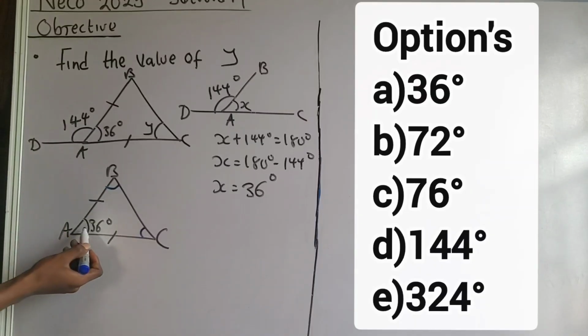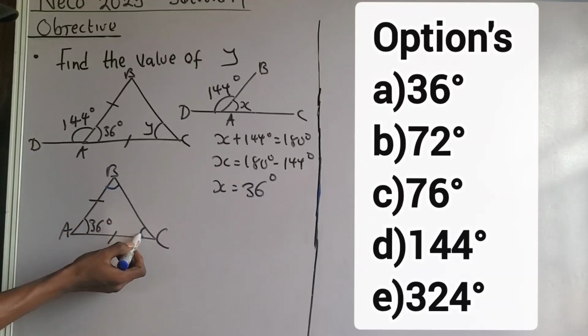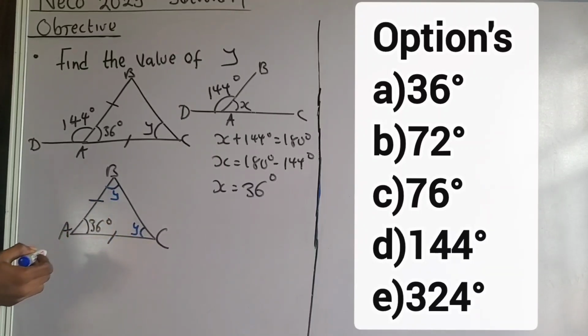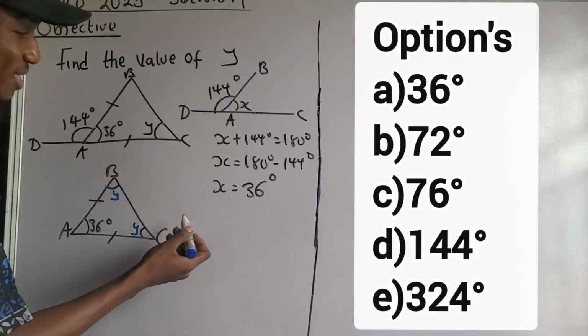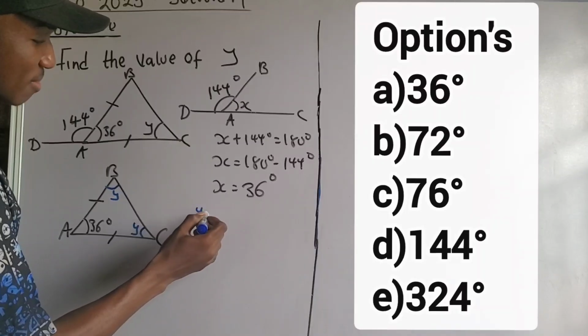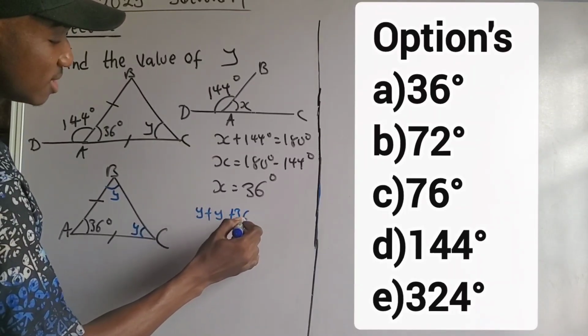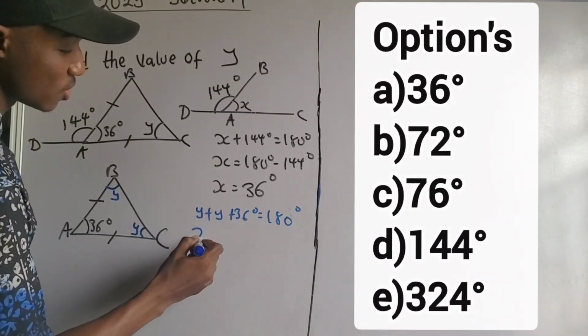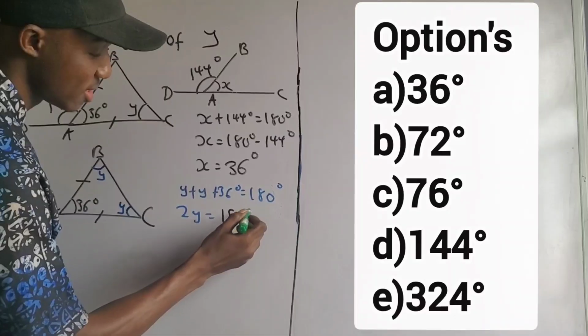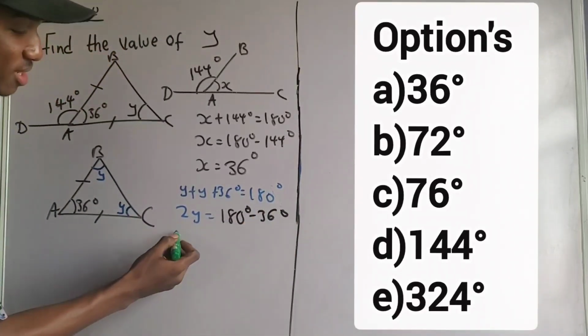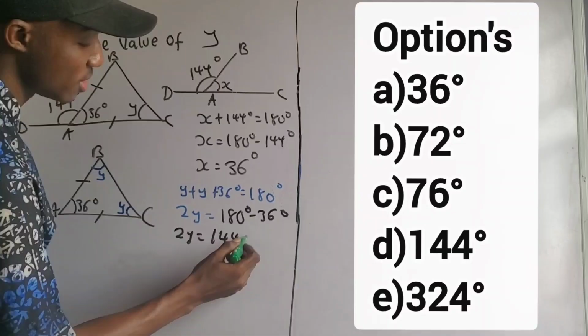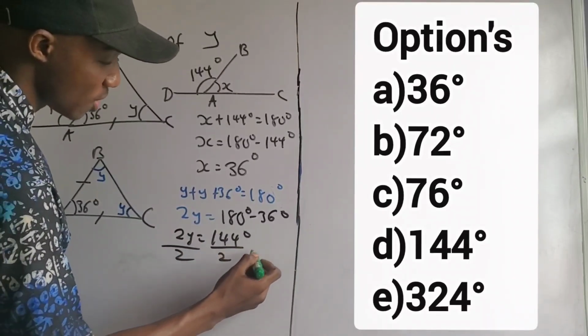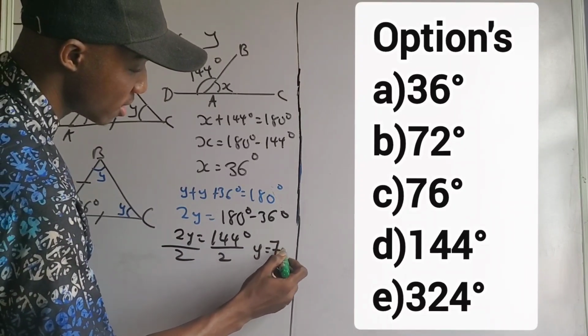So if this is 36 degree, and this angle is equal to this angle, if this angle is y, this will also be y, because this triangle is an isosceles triangle. And the sum of angles in a triangle is 180 degrees. So I'm going to have y plus y plus 36 degree equals 180 degree. 2y equals 180 minus 36 degree. So 2y equals 144 degree. To get the value of y, divide by 2, y equals 72 degree.